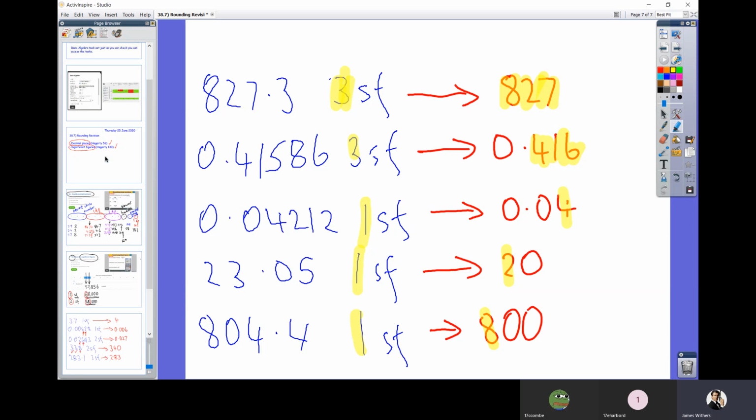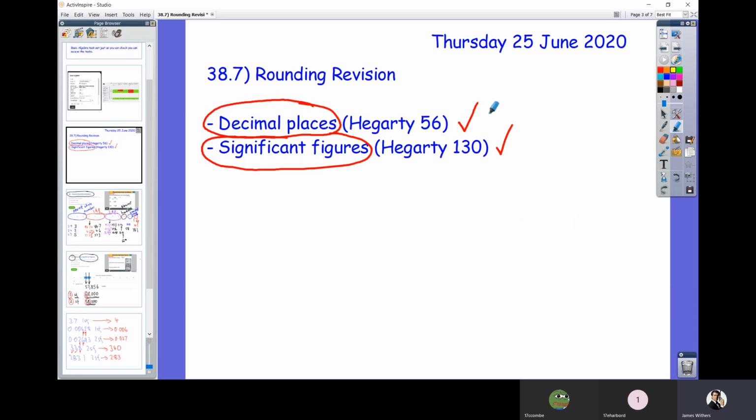So in short, you need to go away and do 2 Hegartys, please. 56 and 130. They're both quick, so I'm sure you can get them done in the lesson.